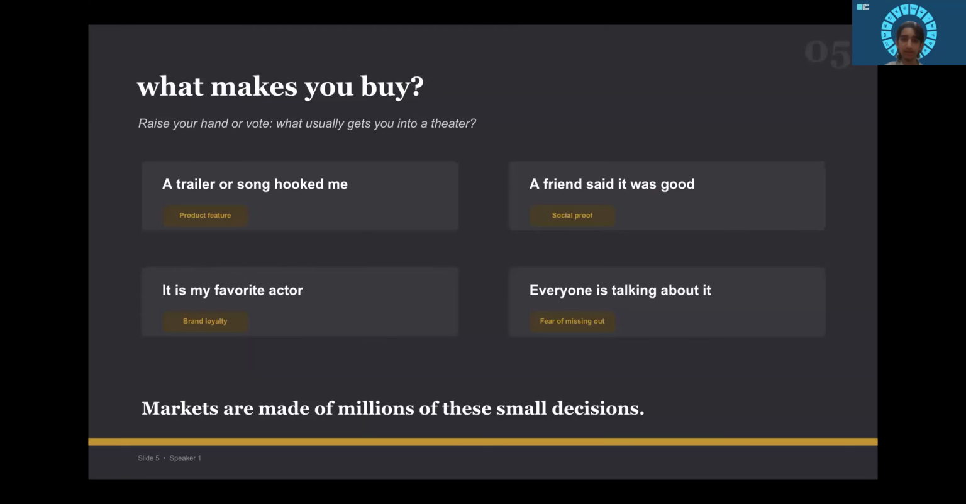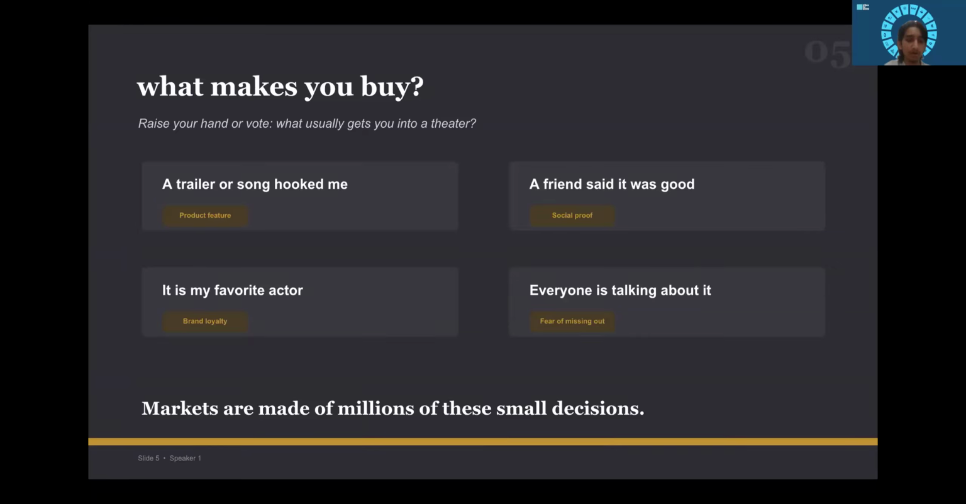Okay, so what actually makes people buy things? The first thing is if a trailer or a song hooks them. Second, if someone else recommends it to you. And thirdly, you have so much trust in the producer or the actor in a movie, and you love watching them so much that you just go to a movie. And the last one is when you go buy something simply because it's extremely viral.